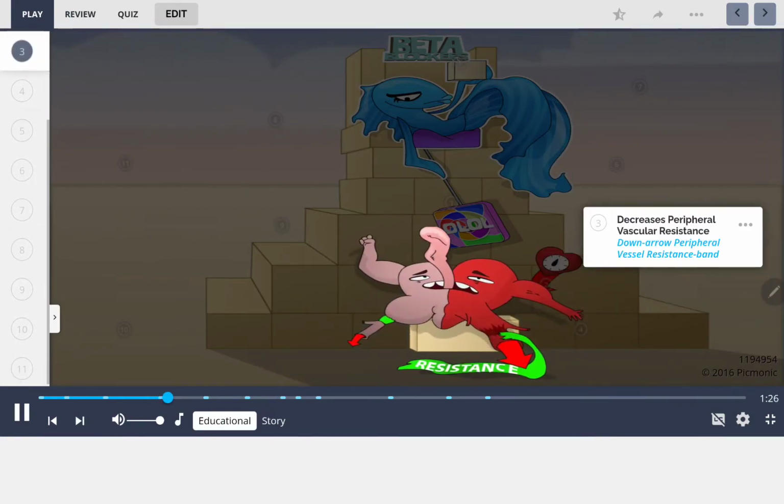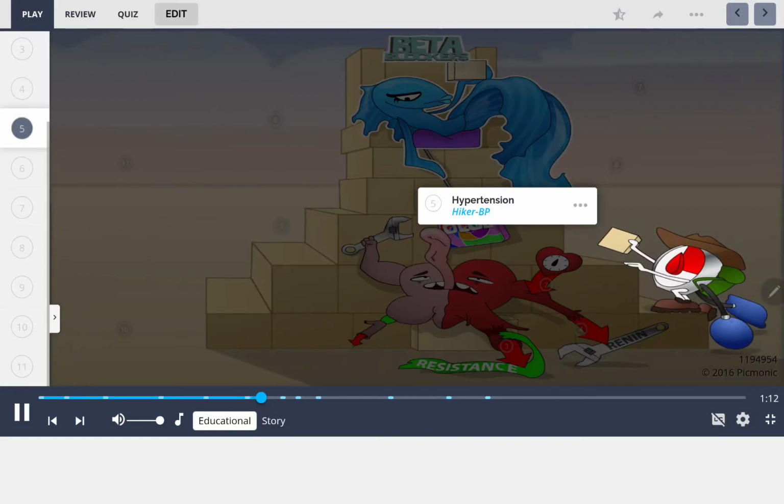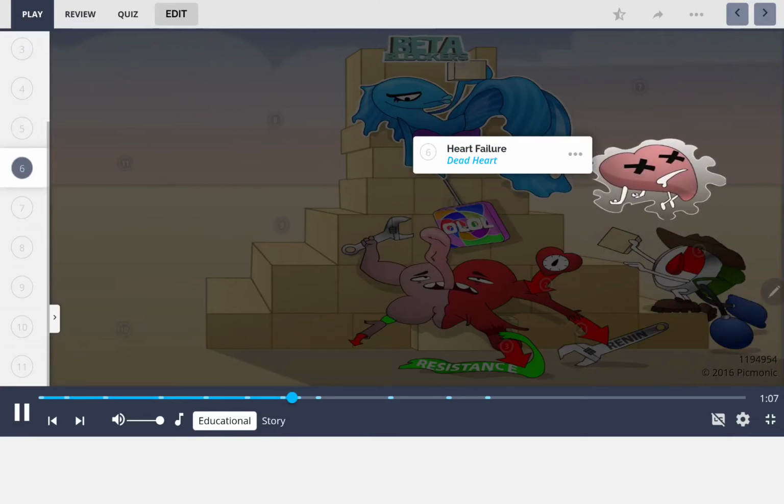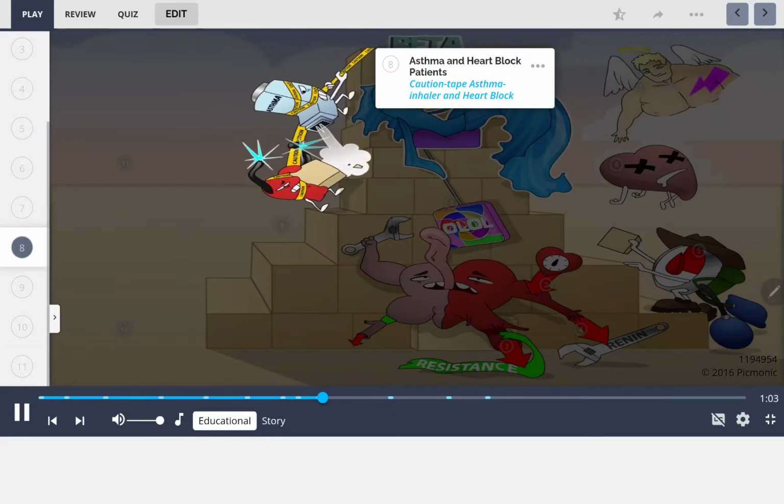Second, by decreasing peripheral vascular resistance, the down arrow peripheral vessel resistance band. And third, by decreasing renin release, the down arrow wrench being released by the heart. Common indications for this medication include hypertension, the hiker BP, heart failure, the dead heart, and angina pectoris, the angel with pectorals. However, it is important to remember that beta blockers are contraindicated in asthma and heart block patients, shown by the caution tape, asthma inhaler, and heart block.